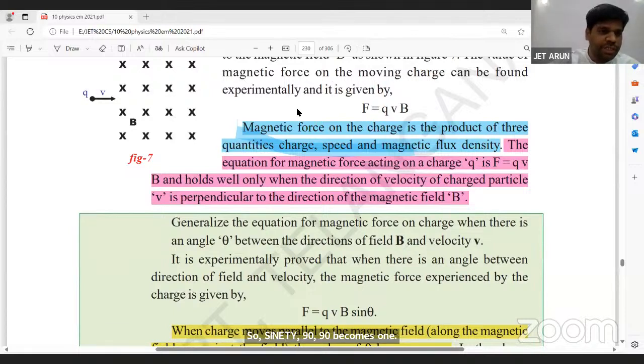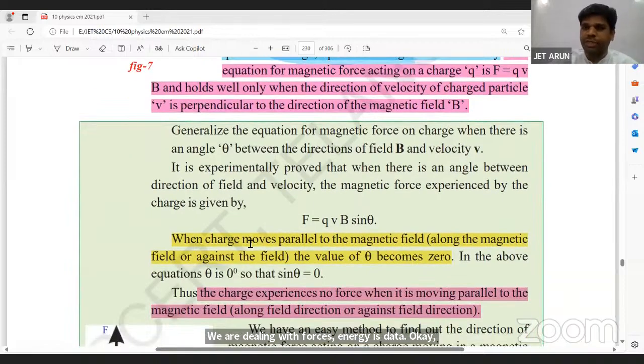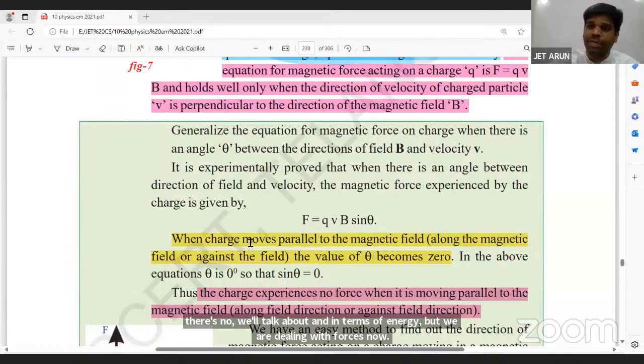Vishwanath, we are not talking of energy now. We are dealing with forces. Energy is later. All right. We will talk about it in terms of energy later, but we are dealing with forces now. Force on a charge, force on a current carrying conductor when placed in a uniform magnetic field.